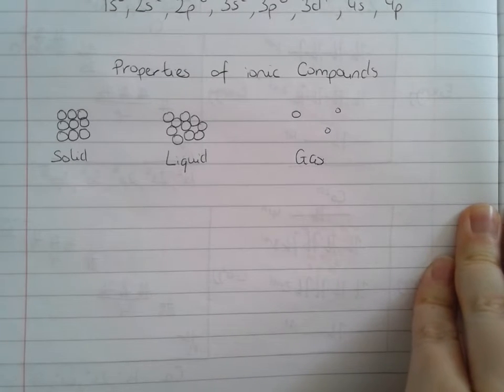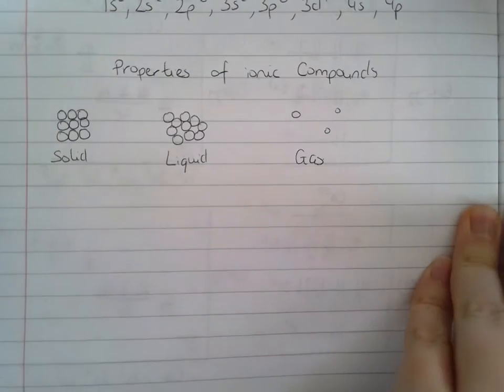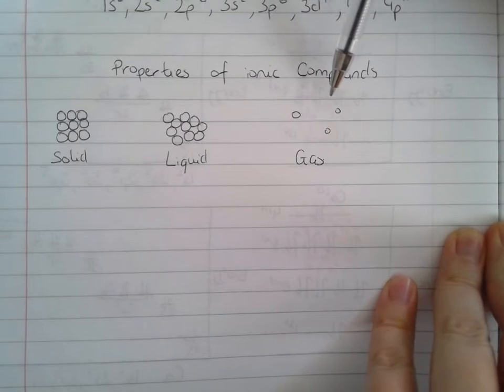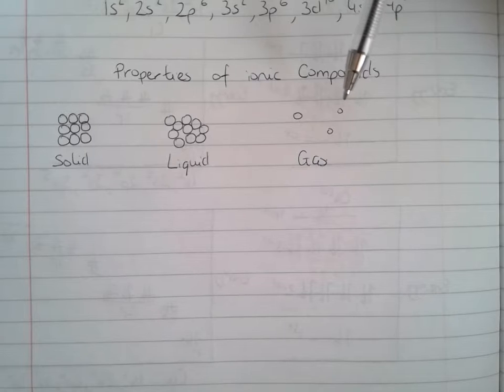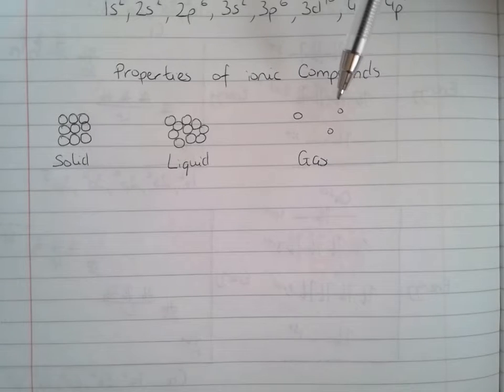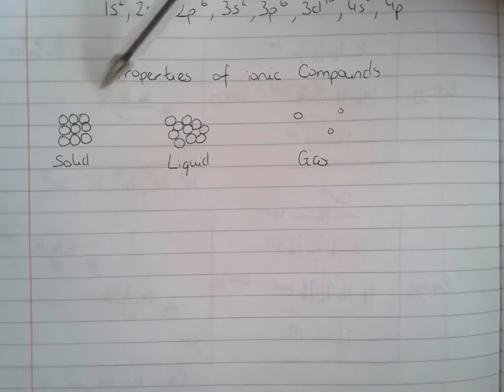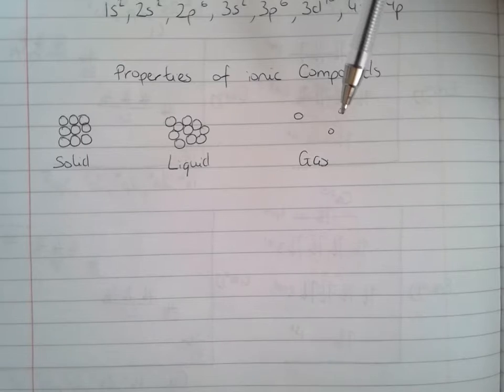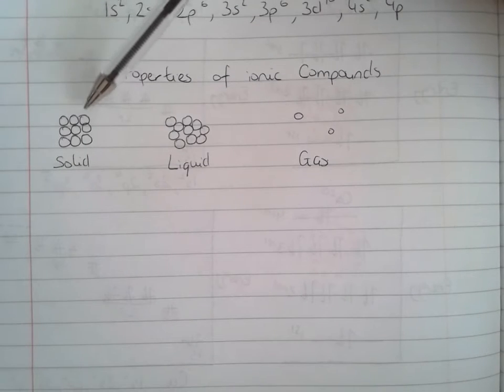In this video, we're going to have a look at the properties of ionic compounds, and I started by drawing out a particle model for a solid, a liquid, and a gas. A common question is you're asked to predict what state an ionic compound would be in at room temperature. And so we need to look at the different particle models so we can decide which one will fit an ionic compound. In a solid, you will see that the particles are very tightly packed together.